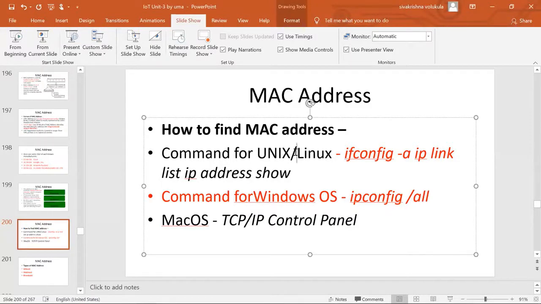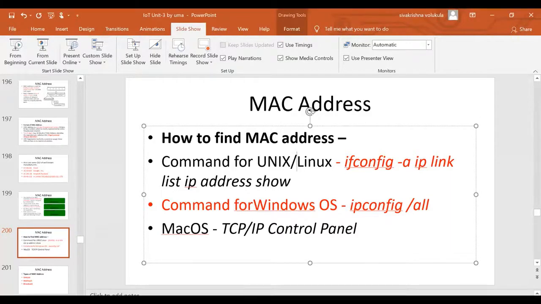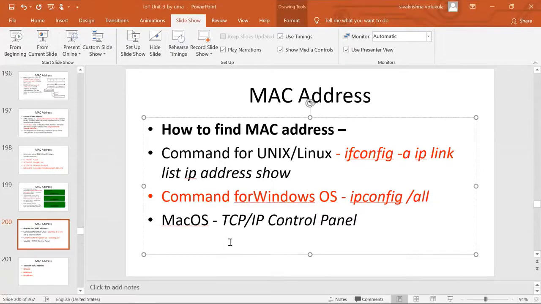If it is a Windows operating system, you type ipconfig /all. Then it will show your MAC address, as well as your IP address, which is also available here. That is an important thing. And then for Mac OS, you use the TCP/IP control panel. In this way you will identify your MAC address.